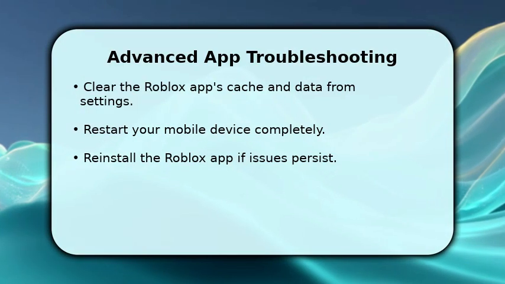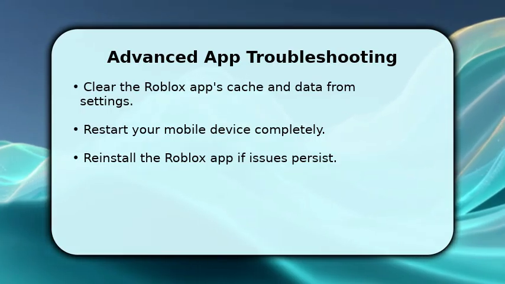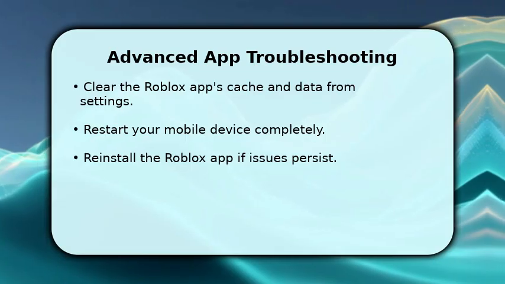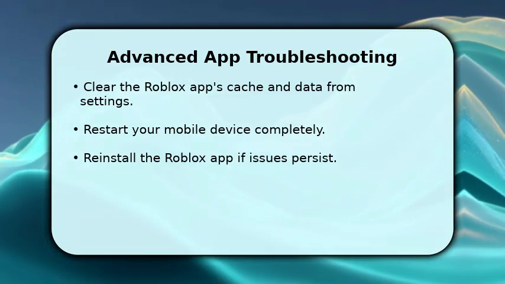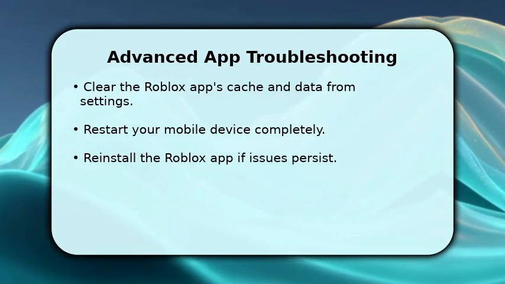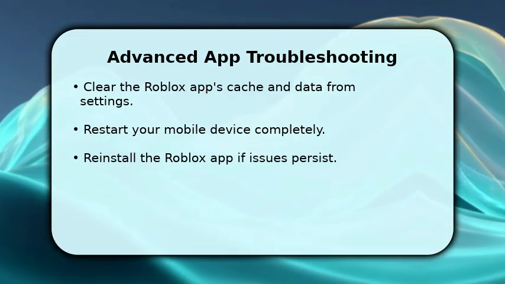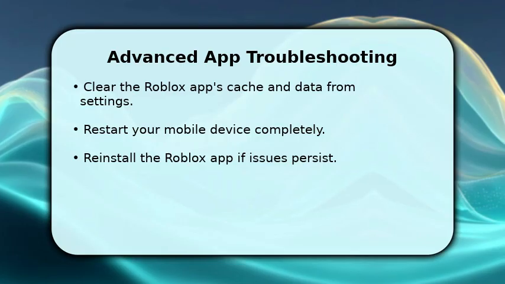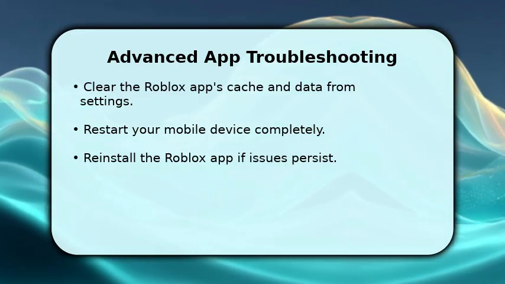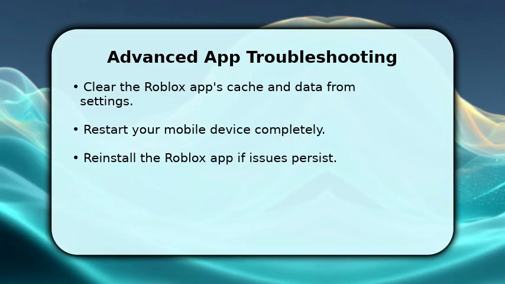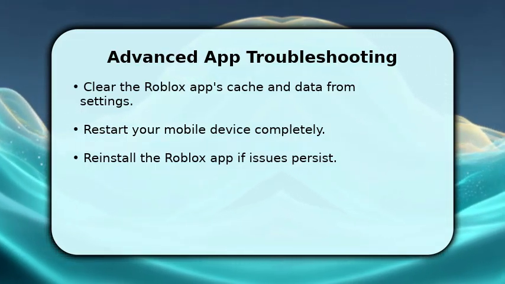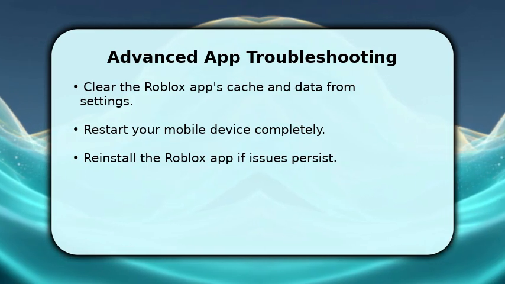If the basic checks don't resolve the problem, let's try some app-specific troubleshooting. Go into your device settings and clear the Roblox app's cache and data. This can often fix corrupted files. A simple restart of your entire mobile device can also work wonders by refreshing its system. If all else fails, consider uninstalling and then reinstalling the Roblox app. This ensures you have a fresh installation, often resolving stubborn loading errors.